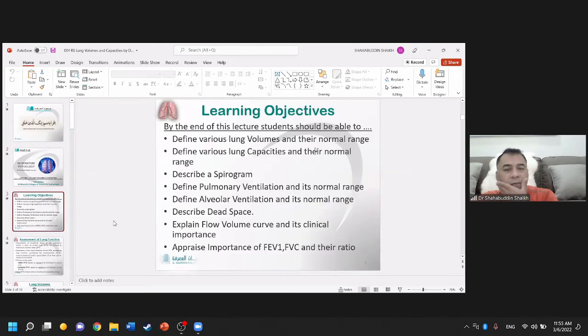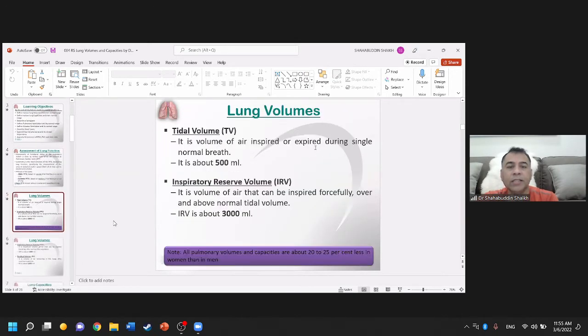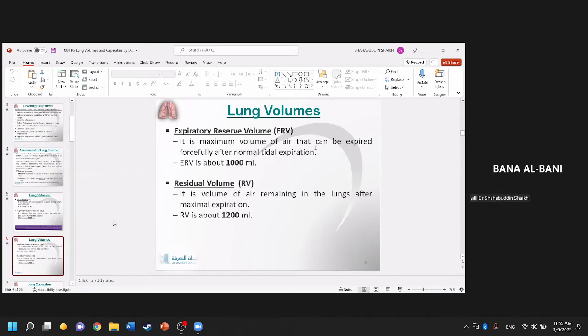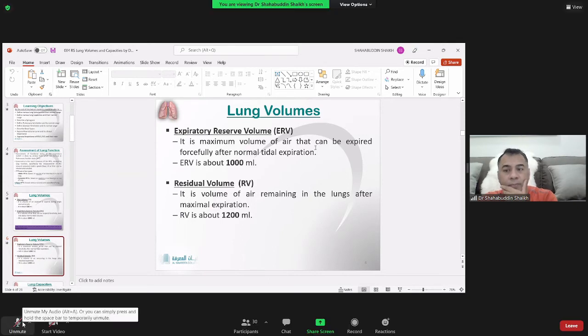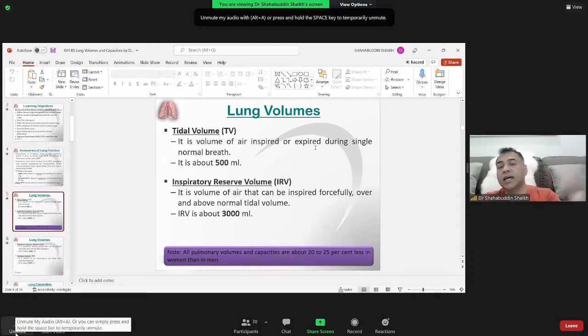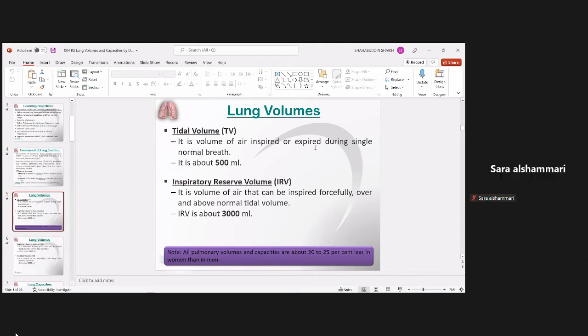As I said, in this lecture we discussed major volumes and capacities. Can you tell me what is inspiratory reserve volume? We are not interested in numbers here. If any number is important, I will tell you. So what is inspiratory reserve volume? It is the amount of extra air which can be inspired above the tidal volume.